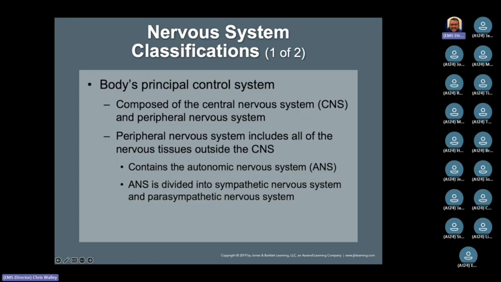The peripheral nervous system contains the autonomic nervous system, or the ANS. This controls all automatic, involuntary functions.